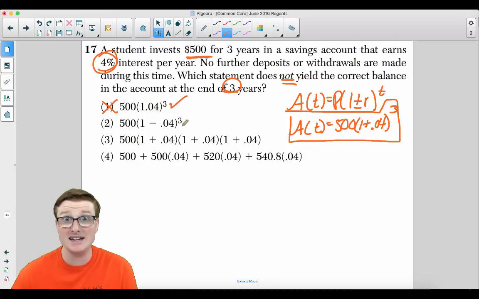Huh? Minus? No, I'm sorry. I thought that interest is increasing. Is it not? Wouldn't this be exponential decay? Meaning that you're losing money? Oh, God, no. You don't want to lose money on an account because I want money. So choice 2 is the correct answer.